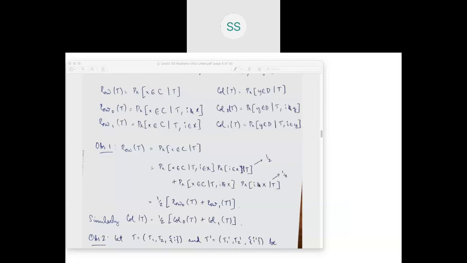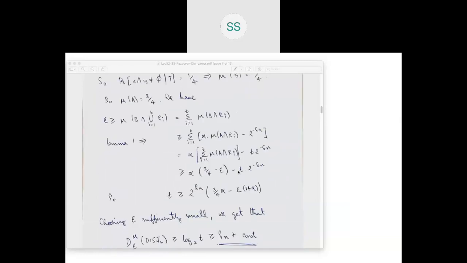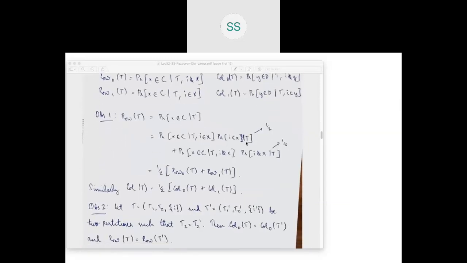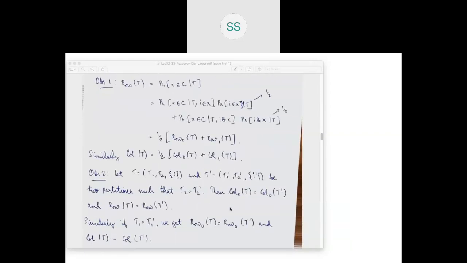We have already seen that if you pick a random set X, the probability that I is in X is half. So this is half. And this is also half, because the complement event also has half probability. Which means, with this being row 0t and this being row 1t, it is nothing but half times row 0t plus half times row 1t. And similarly, column t is equal to half of column 0t plus half of column 1t. That is observation 1.